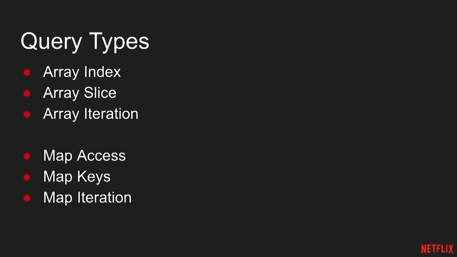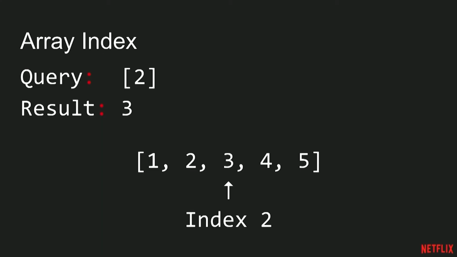So for arrays, we can index into an array. We can slice them, and we can iterate over them and apply a subquery to all of the elements. And for maps, you can access one or two or more keys, and you can grab the data out of there, or you can get just the keys out of the map. And the third thing is to iterate over the map key-value pairs and apply a query to the values and reassociate that with the key. So we'll dive right in.